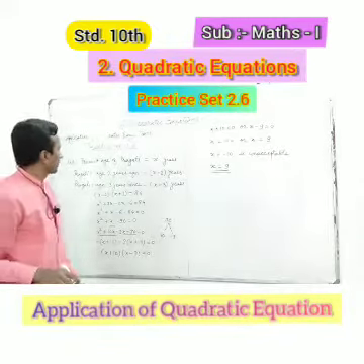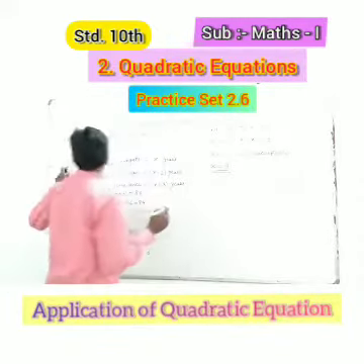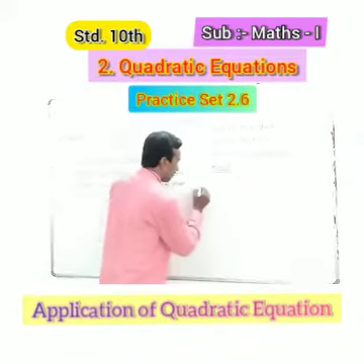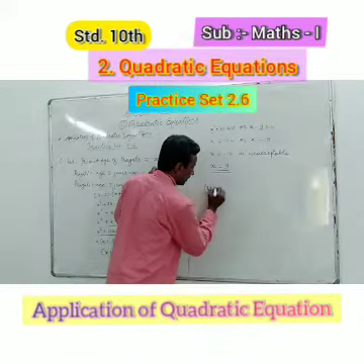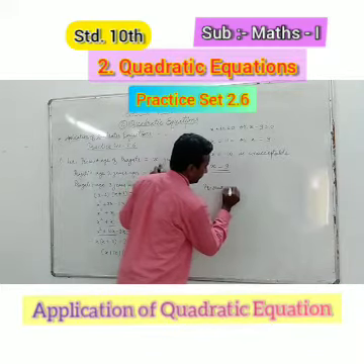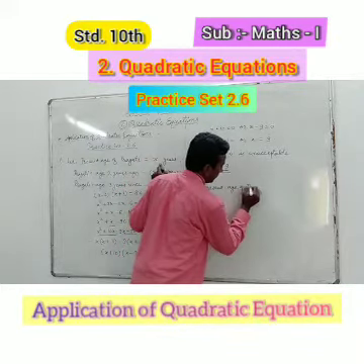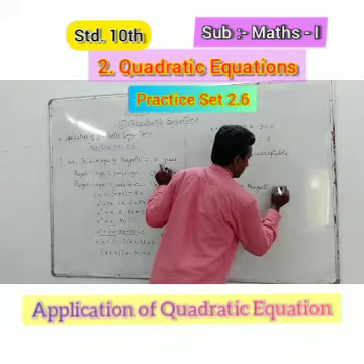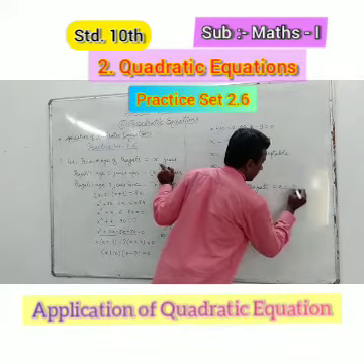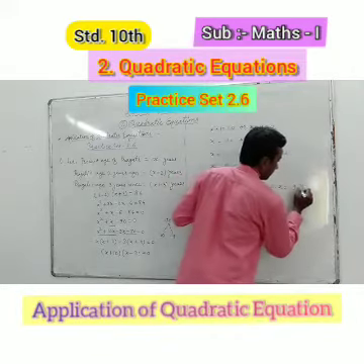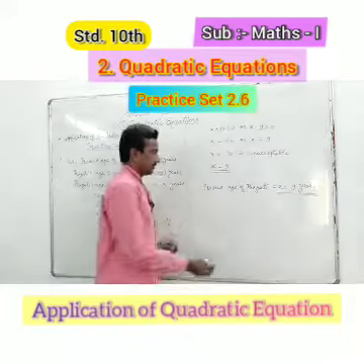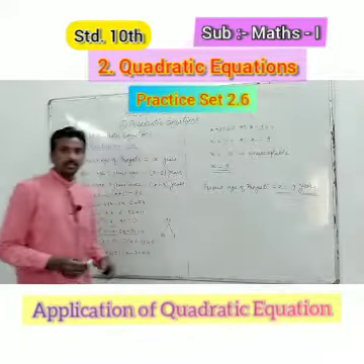And we have to write the answer in words or in a sentence. We assumed that the present age of Pragati is x years. Therefore, the present age of Pragati is x, that is 9 years. Got it, all of you?